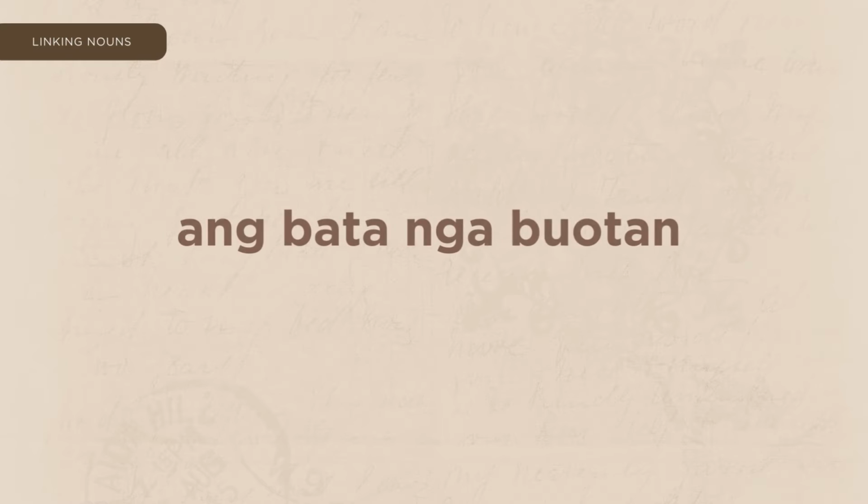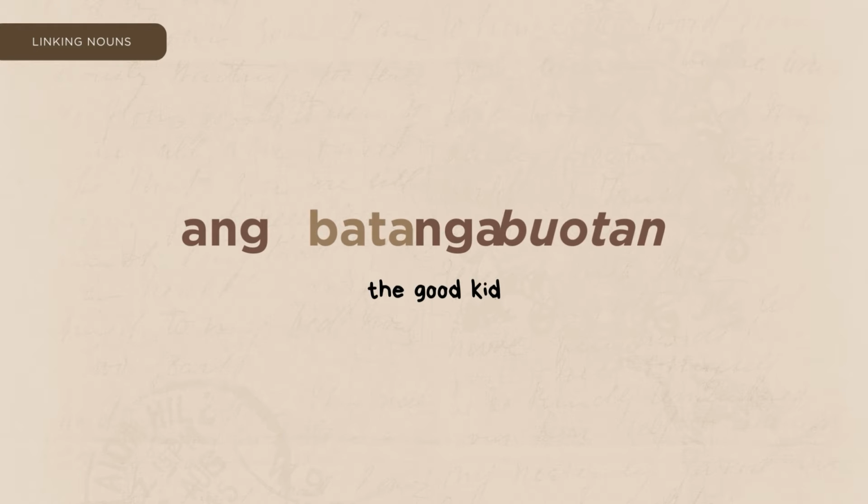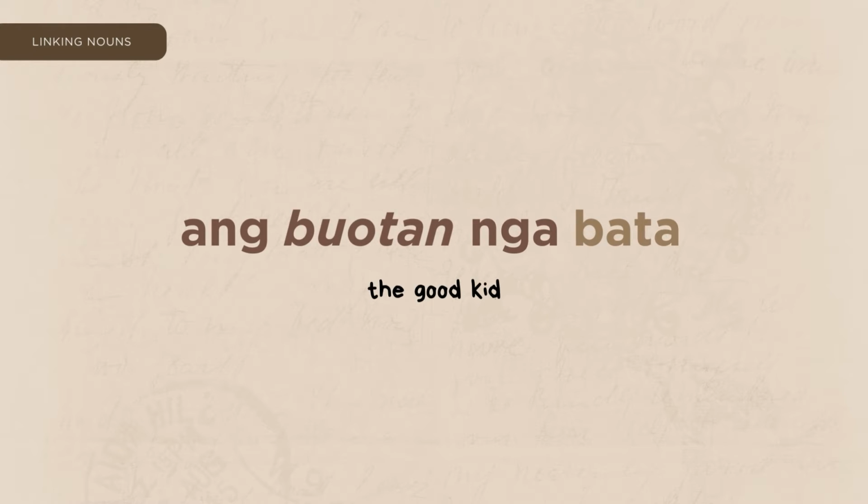For example, ang bata nga buutan, the good kid. In the sentence, you're linking the noun bata to the adjective buutan with the help of our linker nga. You could also switch the adjective with a noun and it would still have the same meaning. So, ang bata nga buutan could also be ang buutan nga bata.